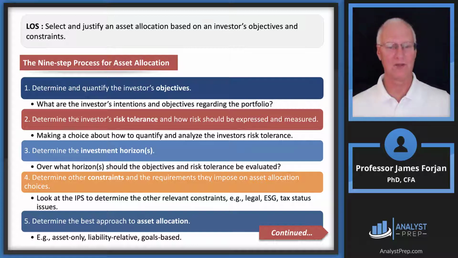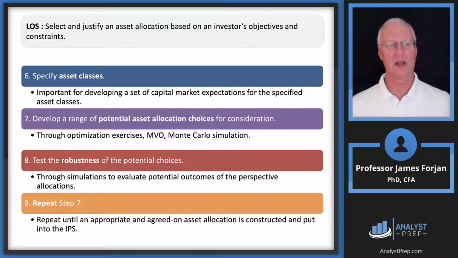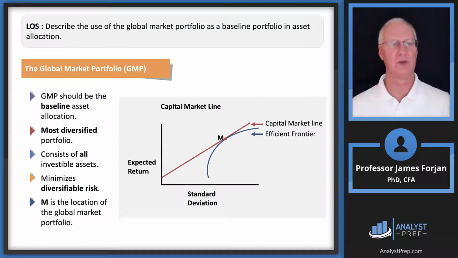Determine the best approach to asset allocation. We've been through this, right? Asset, liability, or goals-based. Specify the asset classes. Develop a potential range of asset allocation choices. And we're going to do that through our Harry Markowitz stuff, maybe Monte Carlo. And then we're going to test the robustness. Robustness simply means that, okay, we made a decision under these sets of circumstances and assumptions, and what are the results if we do something else over here, right? Robustness. And then we're going to develop another range of potential and then repeat that. And finally, once we're satisfied, we're going to put all this stuff into the policy statement.